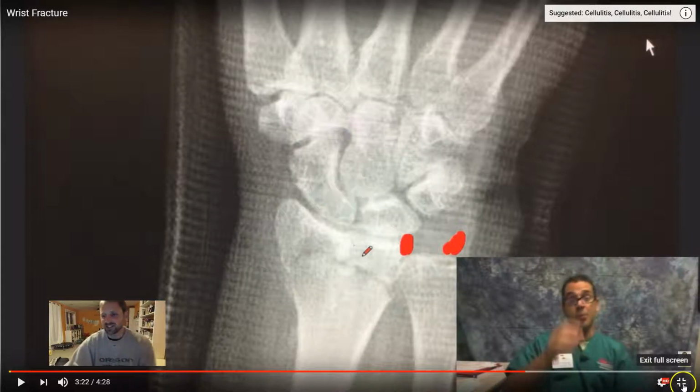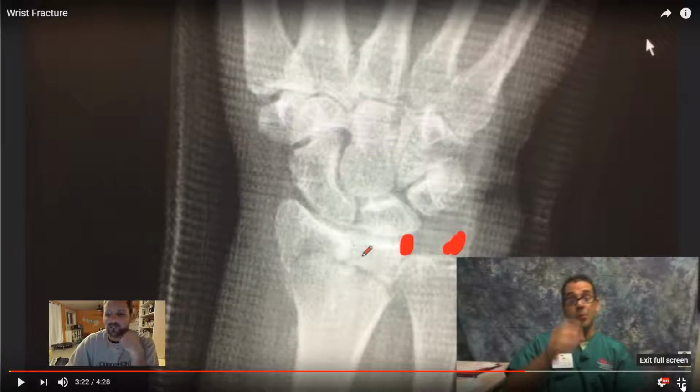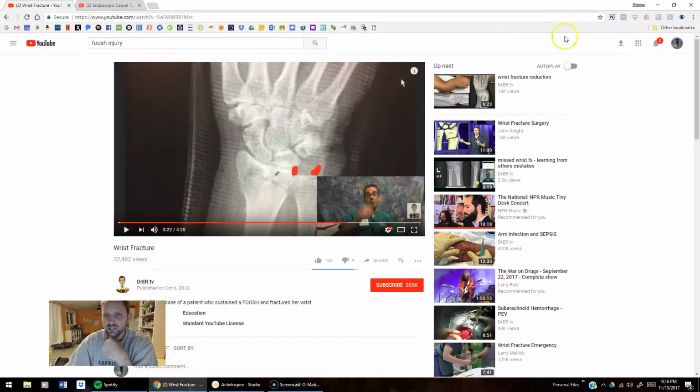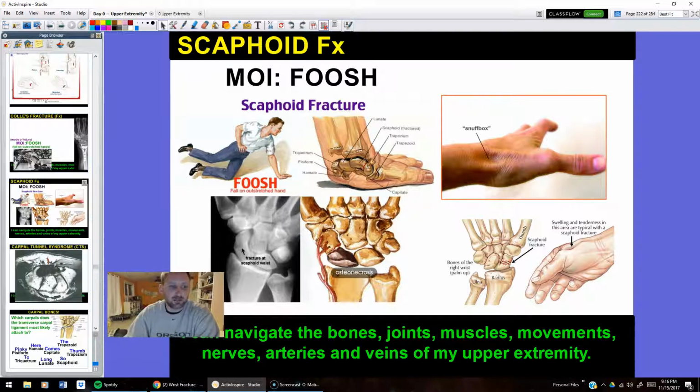So you realize how on the fly a lot of these procedures are. He was just kind of experimenting with how to get that bone back in there, and he wasn't able to do it for a while. So I find that interesting. Okay, so moving on, guys.